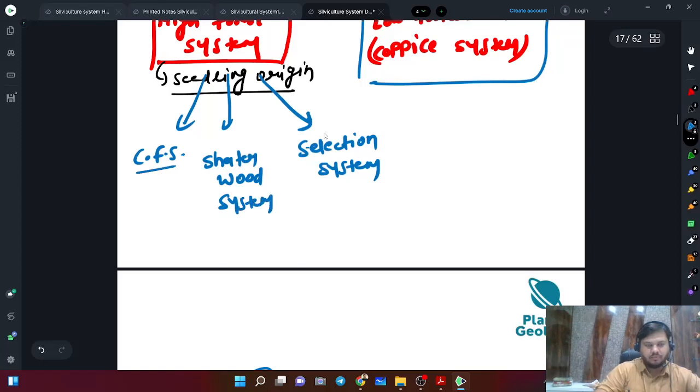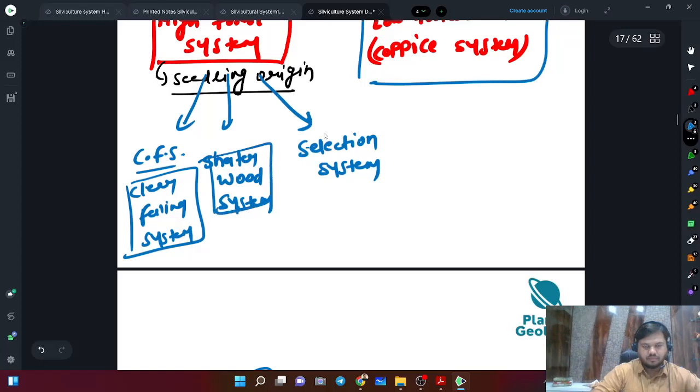You should write this in your copy also, maybe in rough form. I'll give the notes, right? So this is clear felling. These are the three most important terms in silviculture system. So these are the three basic systems, right?